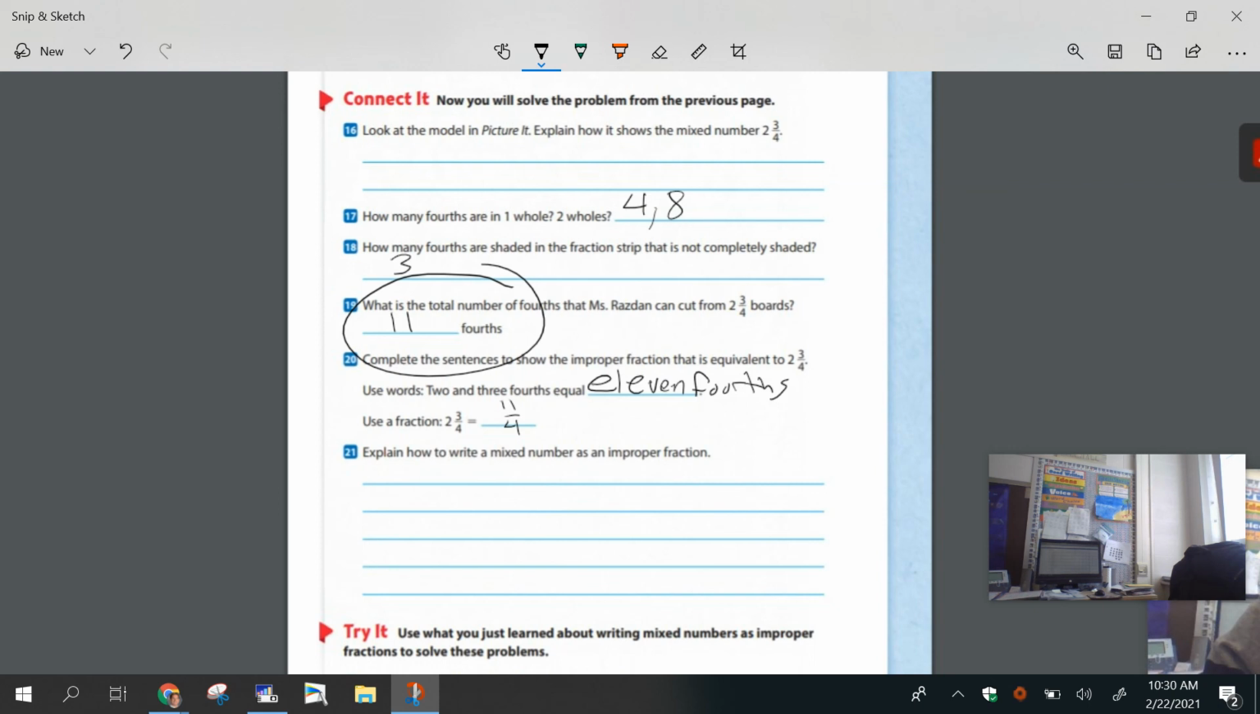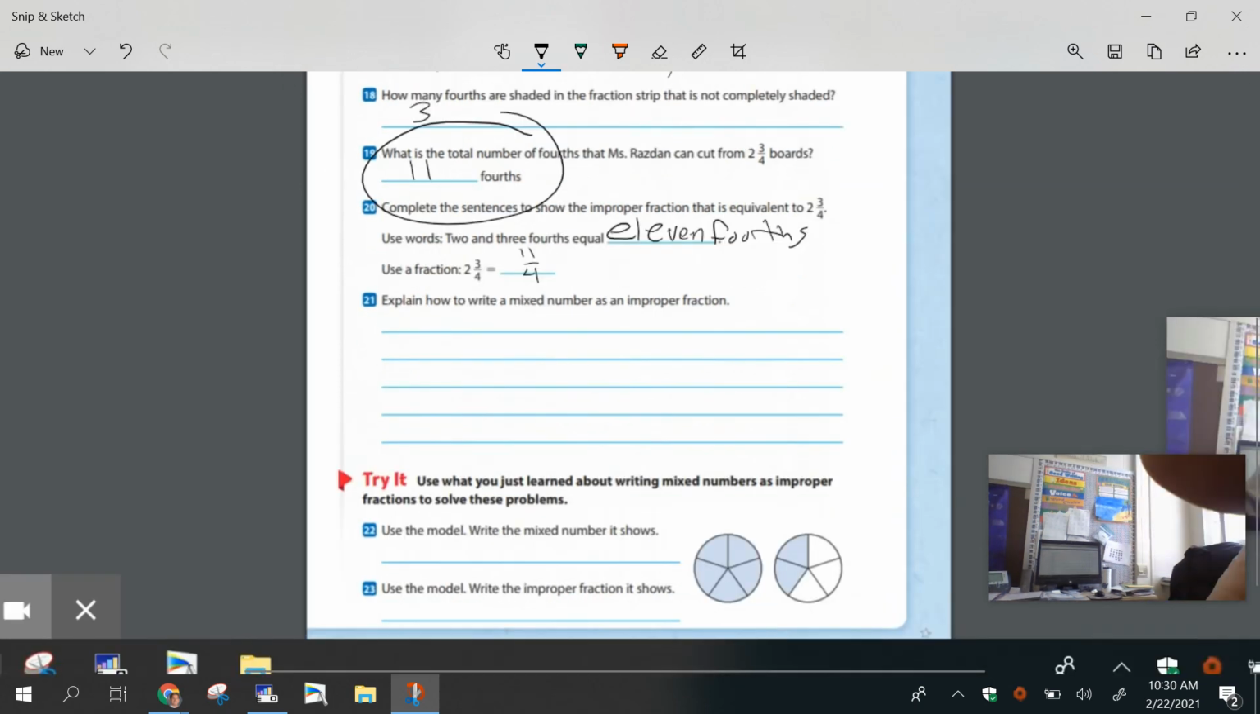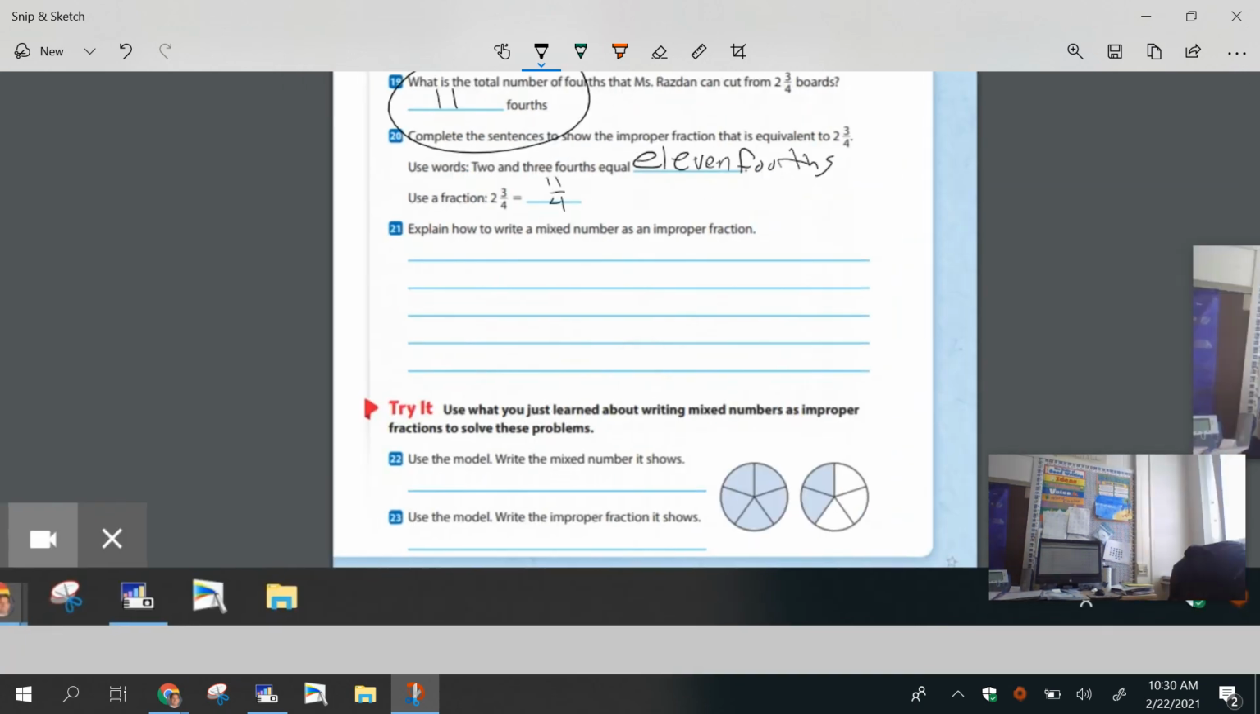Now, a mixed number would be the number that are completely filled or completely used. That number would be the big number. Then what does not equal 1, like 3/4 in our example, would be the fraction. Go and do the try at the bottom of the page. What's that, Jocelyn?